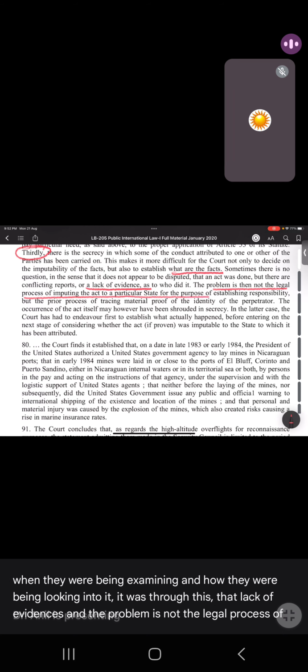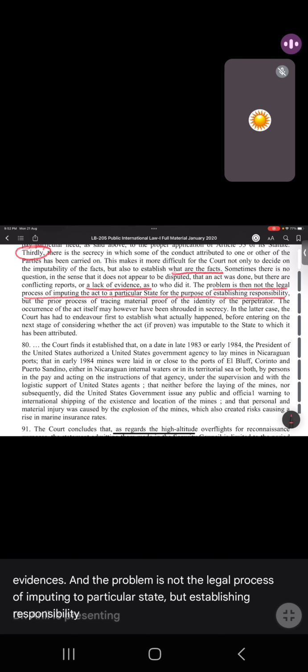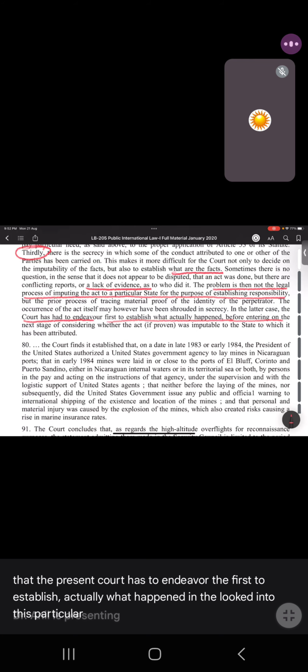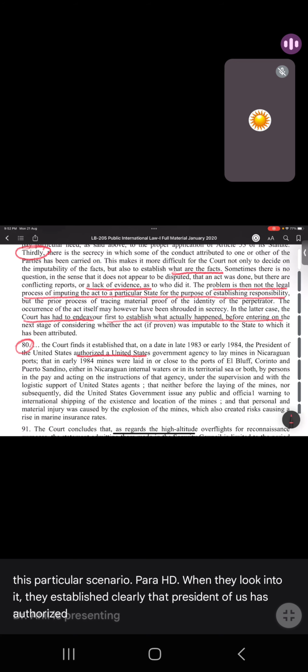It was through this lack of evidence that the problem is not the legal process of imputing to a particular state, but establishing responsibility. Further, they examined that the court has to endeavor first to establish what actually happened. In Para 80, they established clearly that the President of the US authorized US government agencies to lay mines in Nicaraguan ports.